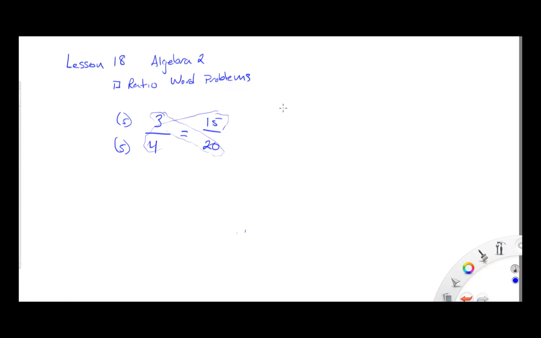Well, what's 3 times 20? 3 times 20 is 60, and 4 times 15 is also 60. So this is a true statement. This ratio is a true statement. So that's what they're trying to get us to understand. How do we make ratios work?